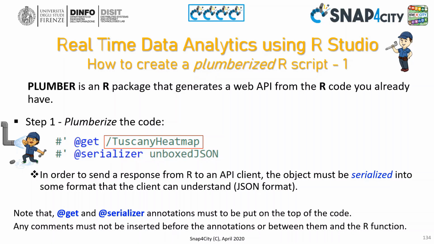So to plumberize your code, you can just put the annotation @get and @serializer on the top of the code, and the @get annotation must be followed by the name of the R function that you prefer. In this case, I decided to call my R function Tuscany heatmap, and the @serializer comment has to be followed by the unboxed JSON annotation. This is because if we want to send a response from R to an API client, the object must be serialized into some format that the client can understand. In this case, a JSON format.